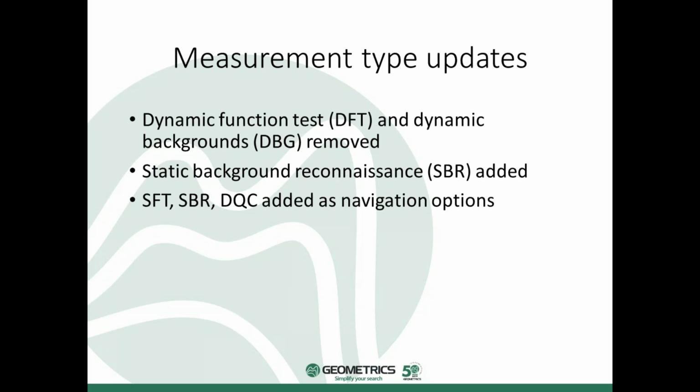So we've made a few updates to the measurement types that are available in the field acquisition software. There were two measurement types that were never really used in any processing workflow and just led to some confusion for the users on what exactly they meant or what they were used for. Those were the dynamic function test and the dynamic background. Those two measurement types have been removed because they didn't really approximate a realistic measurement in the field.